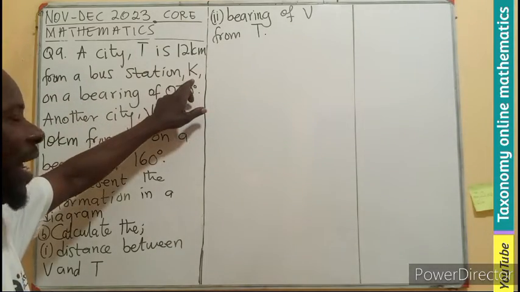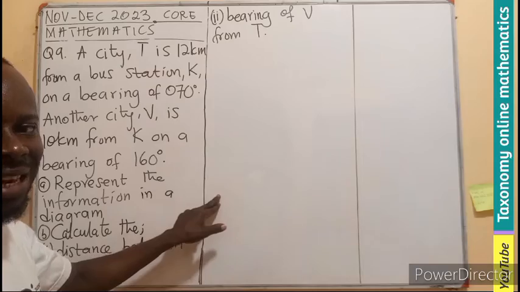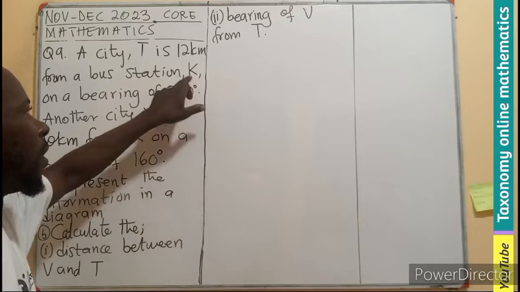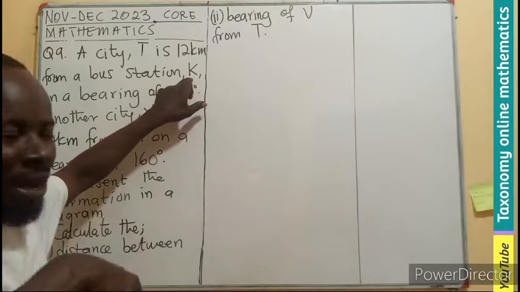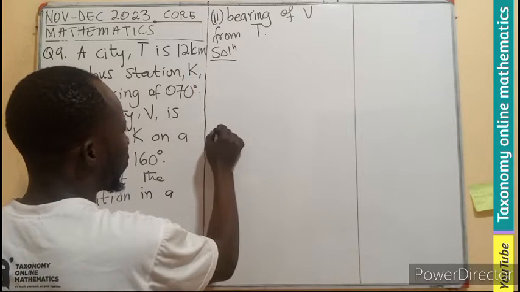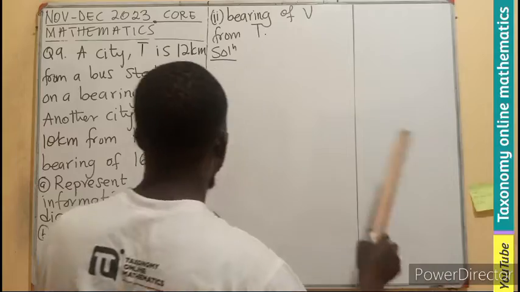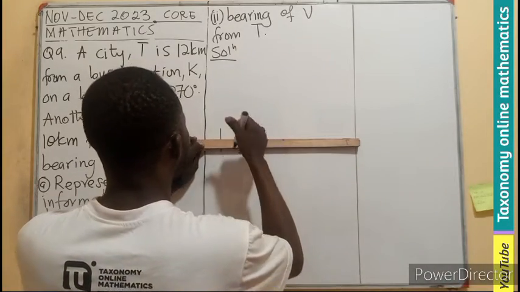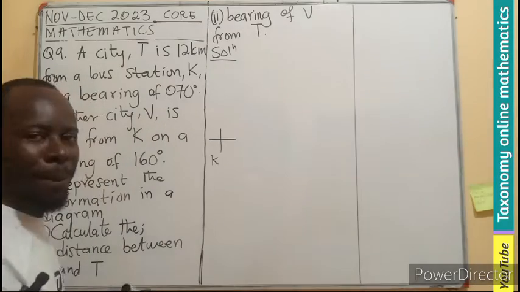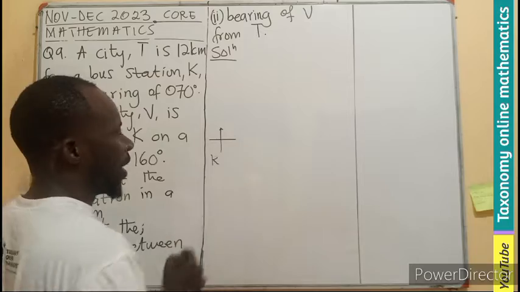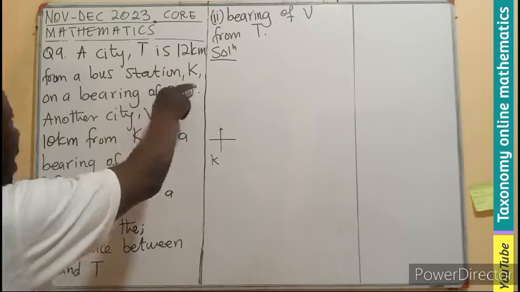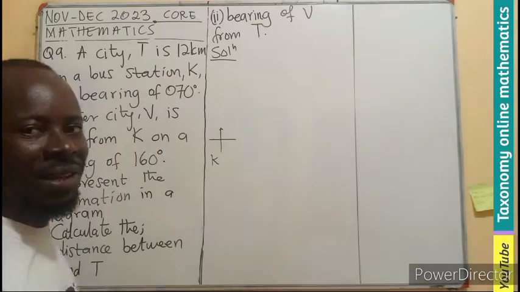The bus station K. Meaning K is where we are standing to be able to locate the city T, because this is coming from K. So we indicate the K first. So I'm going to have my K somewhere here. Let me have my ruler. Okay, so the town K is here. Don't forget, this is the north of K, right? Good. Then T is 12 kilometers away from that on a bearing of 70 degrees.